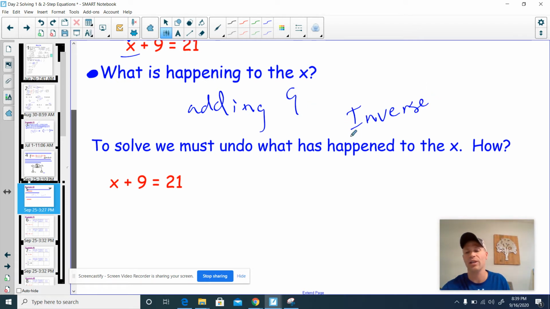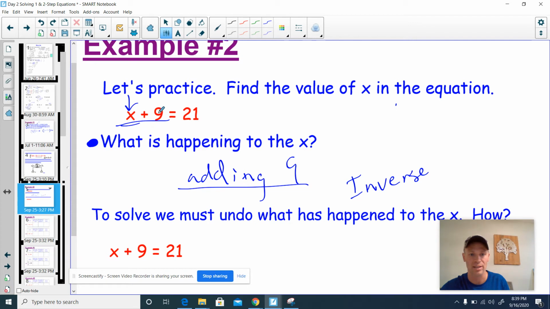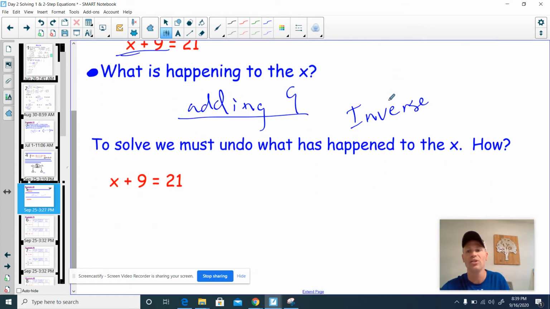So the inverse is like the opposite, right? So if we added 9 to go forward, right, the order of operations would tell us like, oh, take whatever x is and add 9 to it. We have to undo that with the inverse operation. So what's the inverse operation of adding 9? Well, it is subtracting 9. And whatever I do to one side of the equation, I must do to the other.